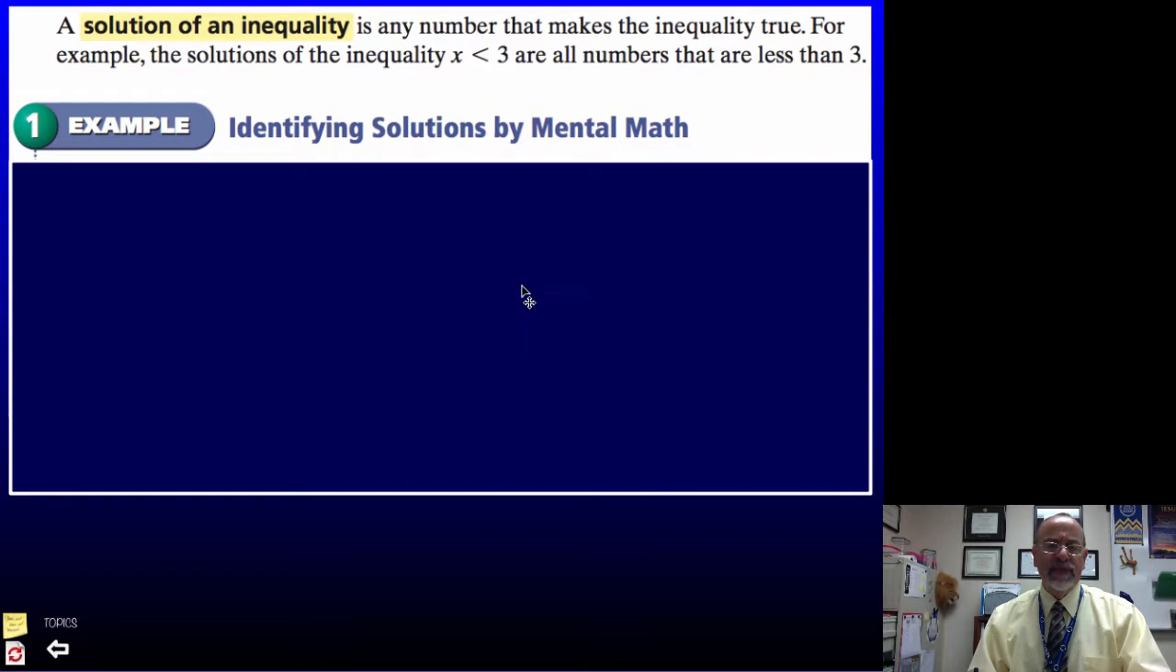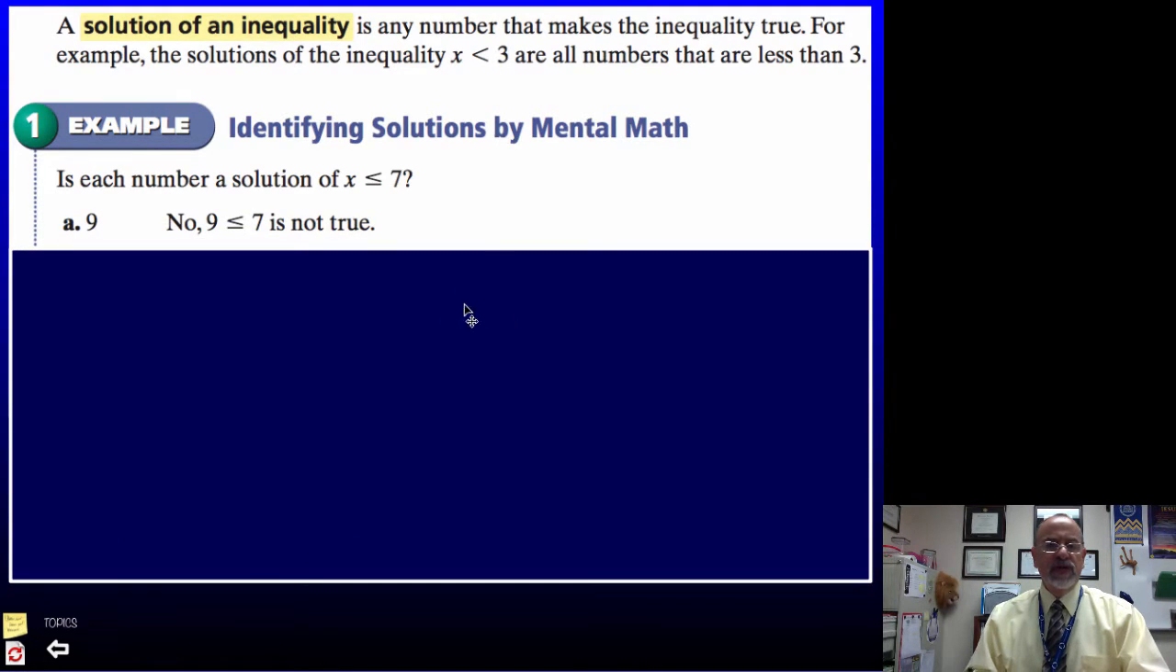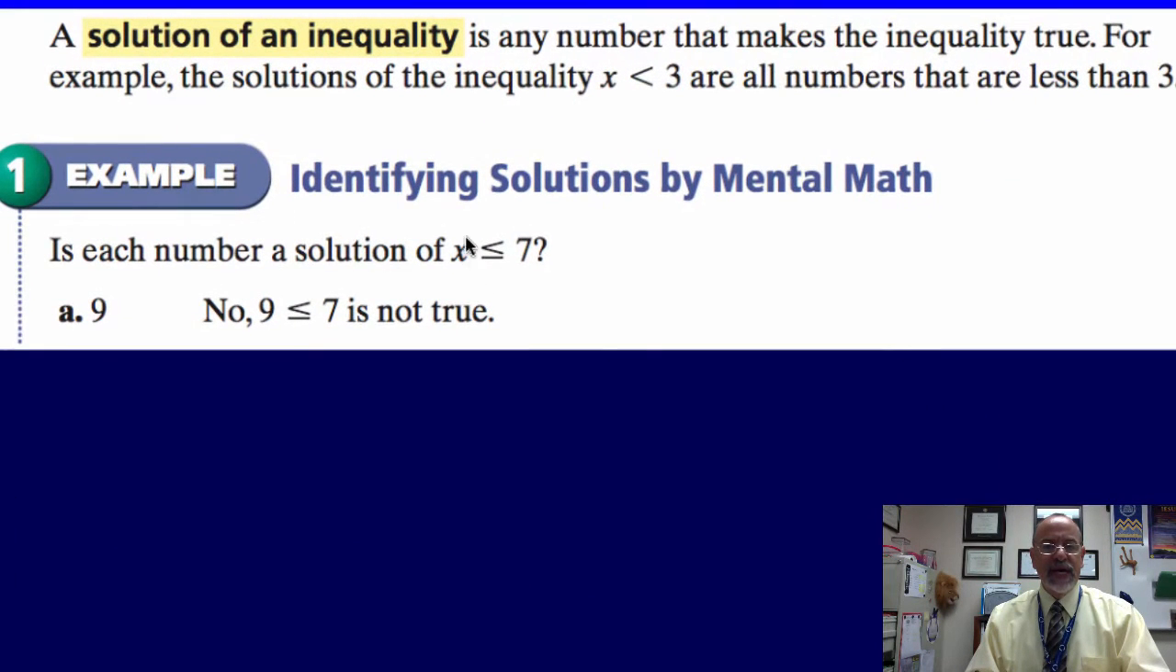This is called mental math. Basically, some of your problems in your book will be like this. Is each number a solution of the expression x is less than or equal to 7? They're going to give you a number and ask you, would this be a solution? So basically you put that number where the x is and see if you have a true sentence. For example, 9. If we put 9 in for the letter x, we have the statement 9 is less than or equal to 7. Is that a true sentence? Well, no, 9 is not less than 7, and it's not equal to 7.